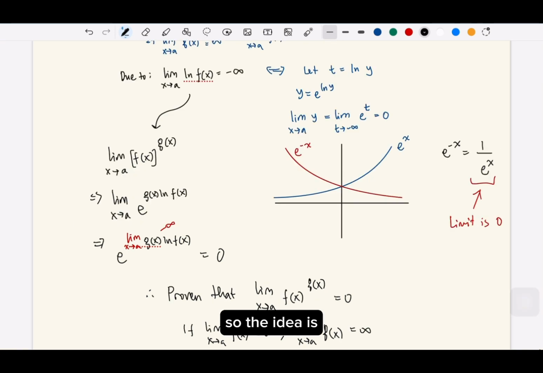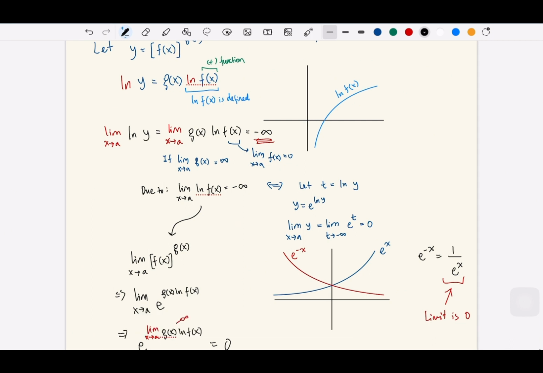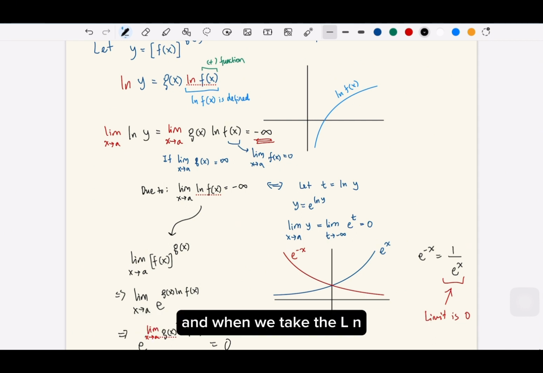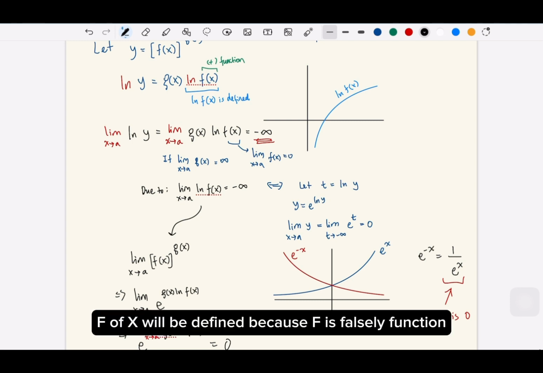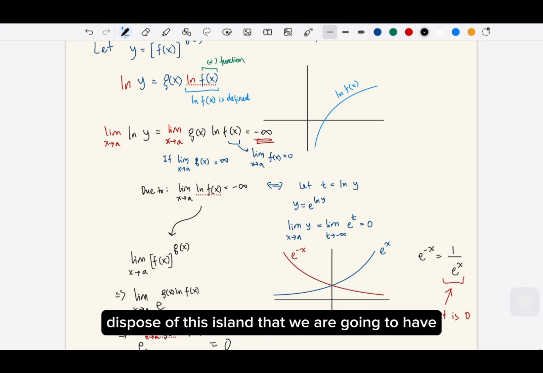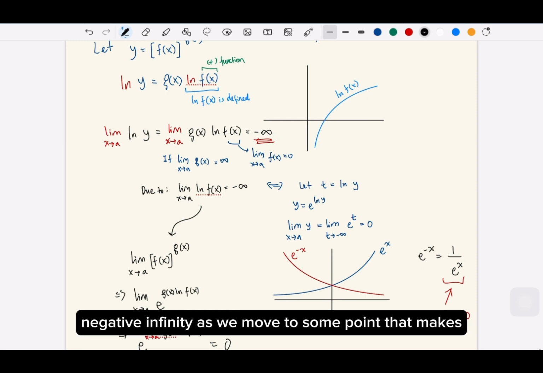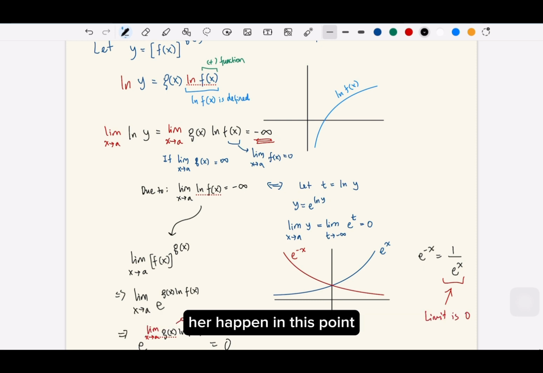So the important thing here is the first step. f is a positive function, and when we take the ln, then ln f of x will be defined because f is a positive function. And then we could try to draw the ln. Suppose that this is the ln that we are going to have, that is going to be negative infinity as we move to some point that makes f equal to 0 at that point. So it's going to be negative infinity.